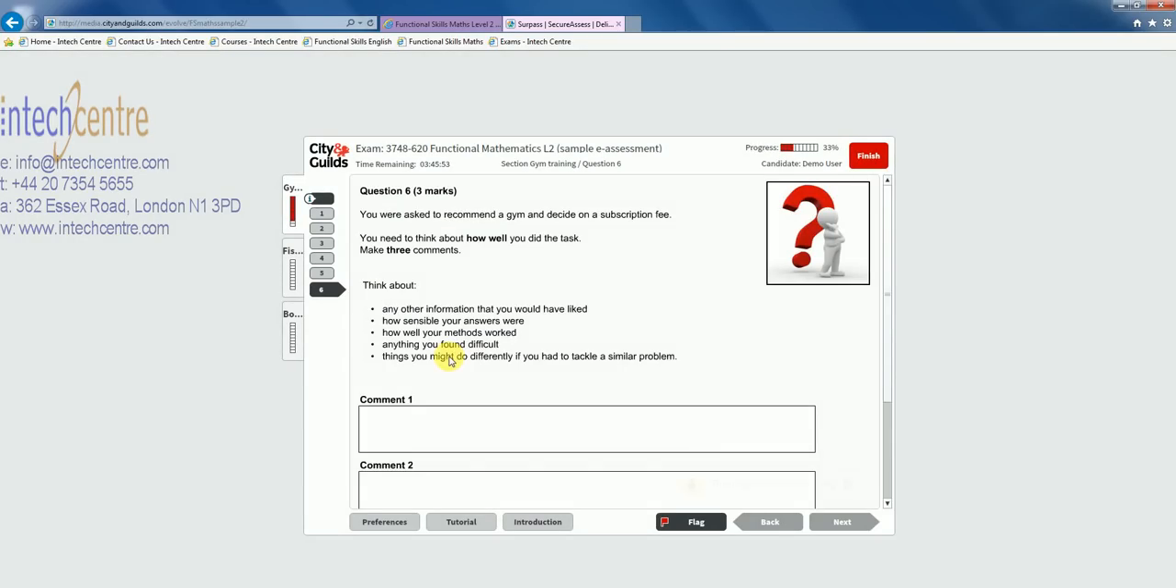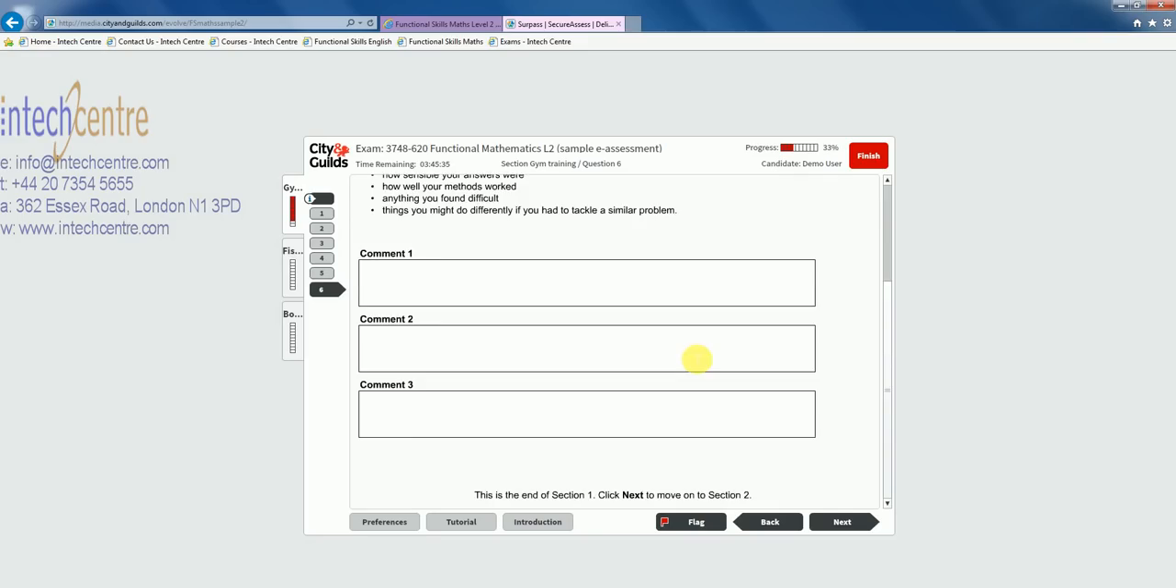So question 6 is worth 3 marks. You are asked to recommend a gym and decide on a subscription fee. You need to think about how well you did the task. Make 3 comments. Think about any other information that you would have liked, how sensible your answers were, how well your methods worked, anything you found difficult, things you might do differently if you had to tackle a similar problem.